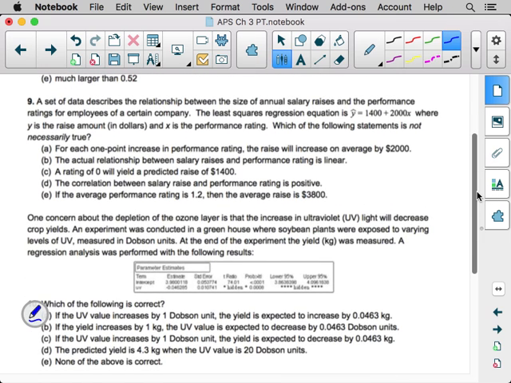A data set describes the relationship between the size of annual salary raises and the performance ratings for employees of a certain company. The least squares regression equation is y hat equals 1400 plus 2000x, where y is the raise amount in dollars, x is a performance rating. Which of the following statements is not necessarily true? Okay, so again, we're looking for 4 true statements, 1 statement that is not. Okay? So first, for each 1 point increase in performance rating, the raise will increase on average by 2,000. Is this a correct interpretation of slope? Yes. So since it's correct, though, is it what we're looking for? No.